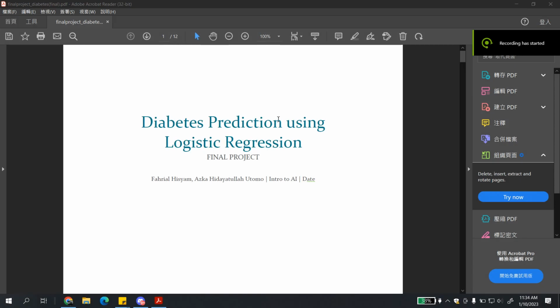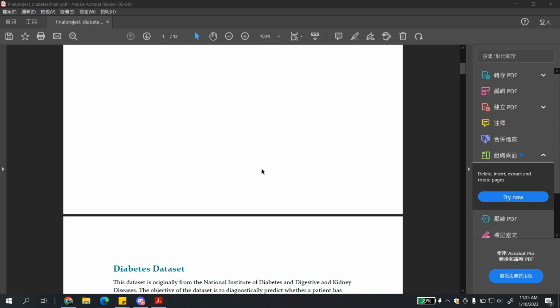Hello everyone. For my final project, me and Aska did a project about prediction of diabetes results in patients using logistic regression.